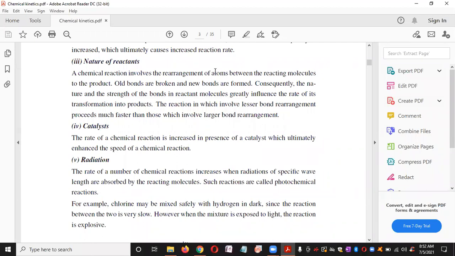A chemical reaction involves the rearrangement of atoms between the reacting molecules and the product. So old bonds are broken and new bonds are formed. This happens in organic chemistry, that means covalent compounds. Consequently, the nature and the strength of the bonds in reactant molecules greatly influence the rate of its transformation into the product. Again, here also, in terms of the old bonds to be broken and new bonds to be formed, if old bonds are stronger, it will take more time or more energy to break them.